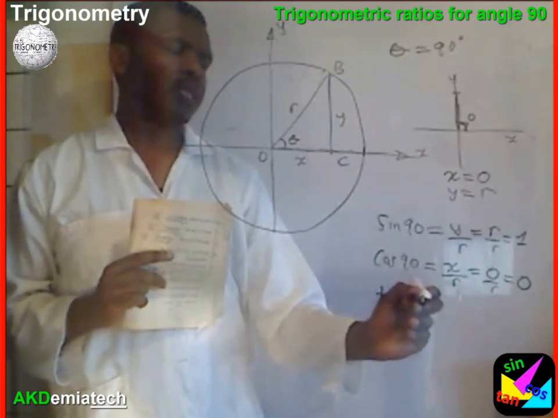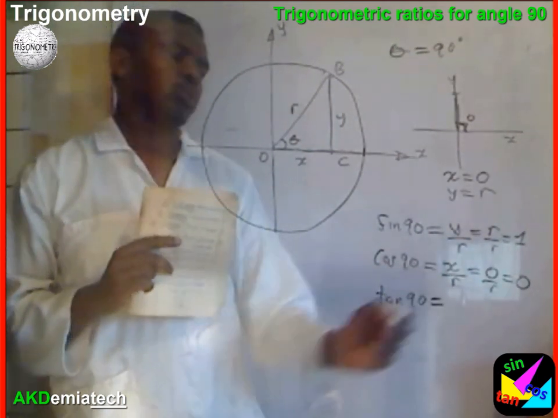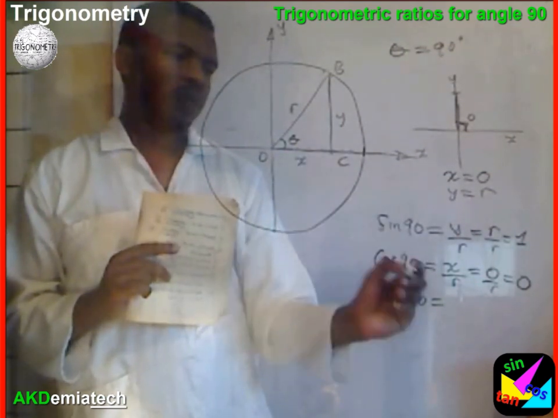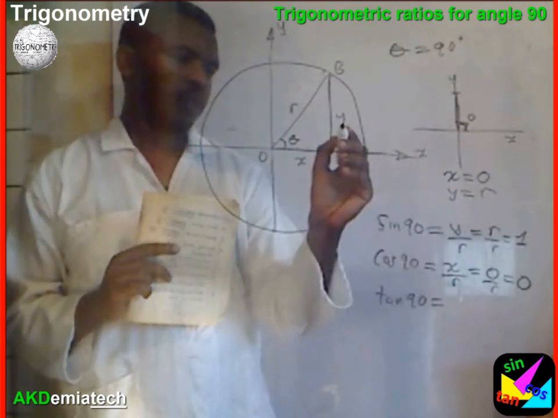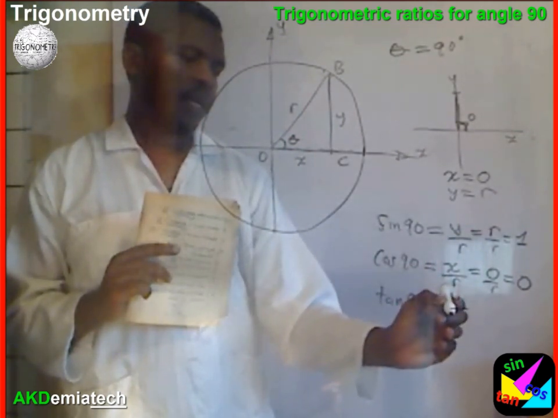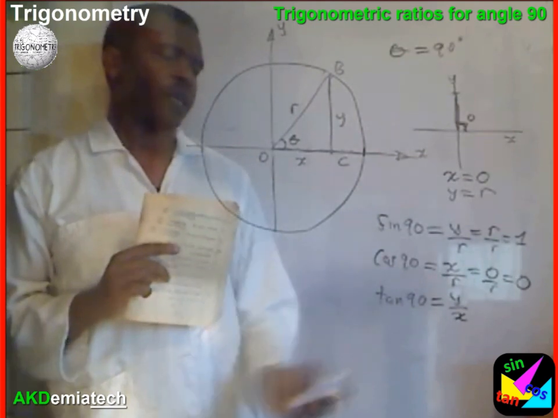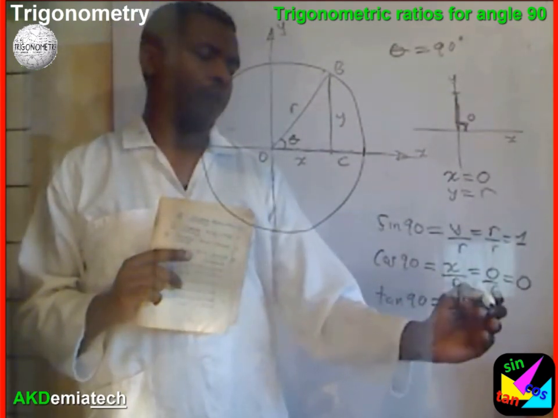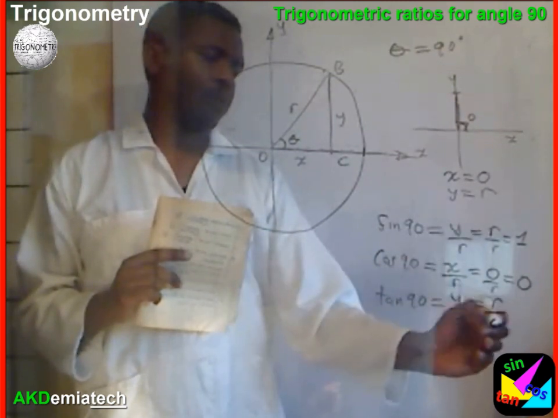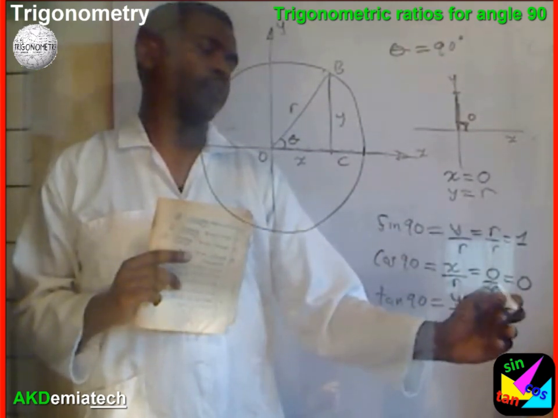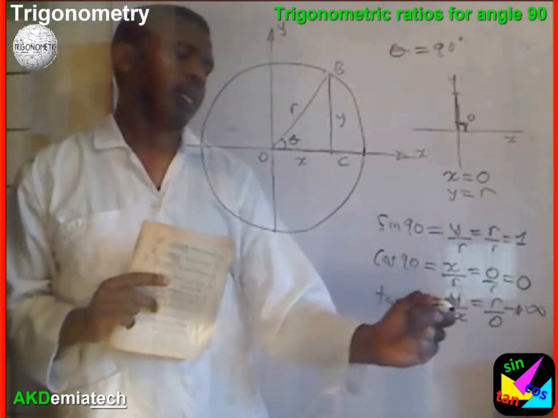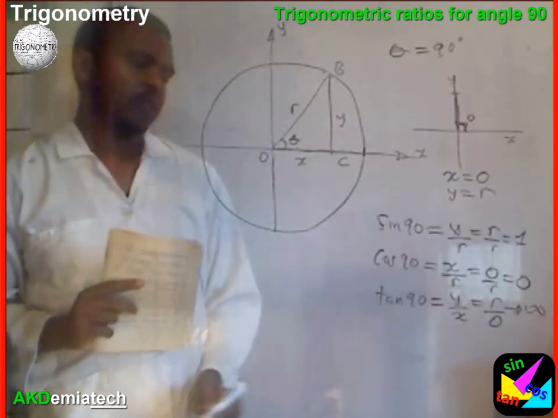Tan 90 is equal to, so tangent is given by opposite all over adjacent. Opposite, this is y all over adjacent x. And what is y? Y is r and x is 0. This is undefined, infinity. So tan 90 is infinity, undefined.